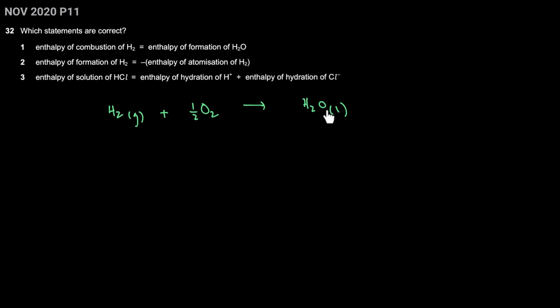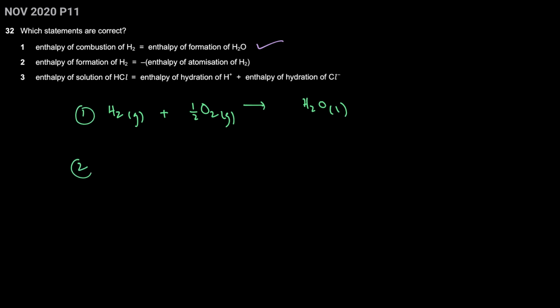Now, if we notice, the formation of 1 mole of water, which is the enthalpy of formation of water from its elements in their standard states, requires the combustion of 1 mole of hydrogen gas in excess oxygen. The complete combustion of 1 mole of hydrogen gas results in the formation of 1 mole of water. Hence, enthalpy of combustion of hydrogen is equal to the enthalpy of formation of water. So statement 1 over here is correct.